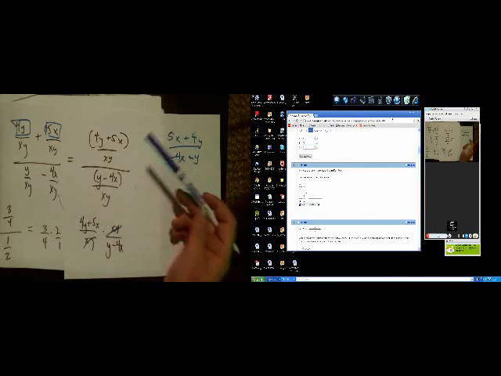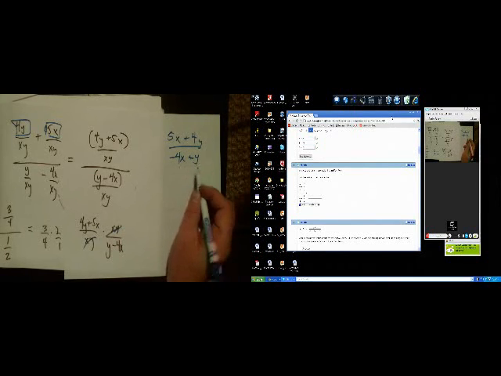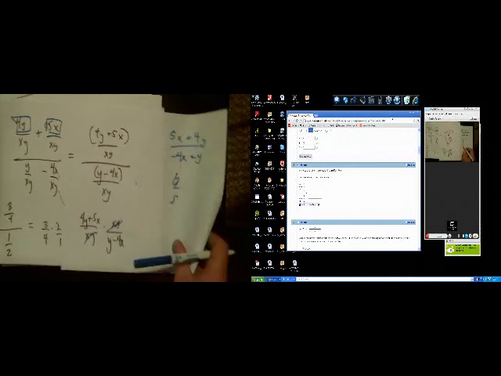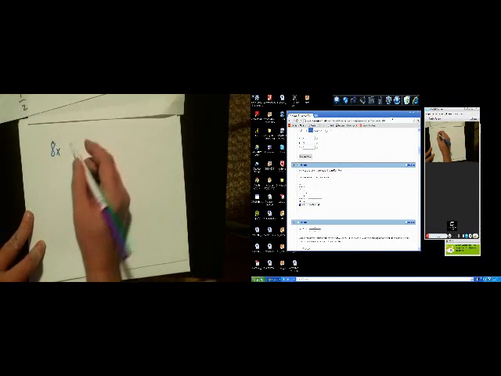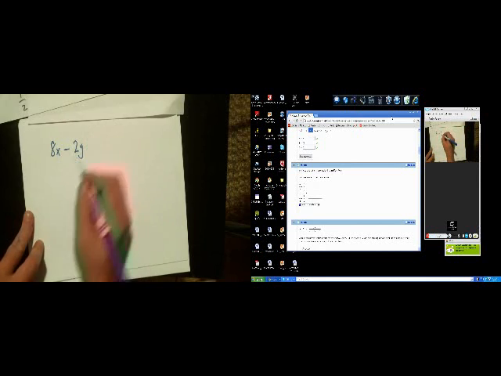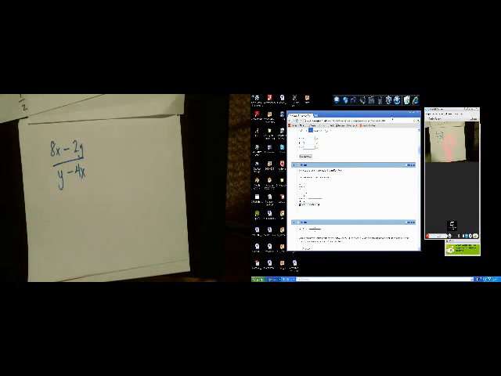It could have been a little trickier, and they could have given you something like, how about, let's say, let's do 8, if I have something like 8x divided by y minus 4x, now this expression is actually equal to negative 2.